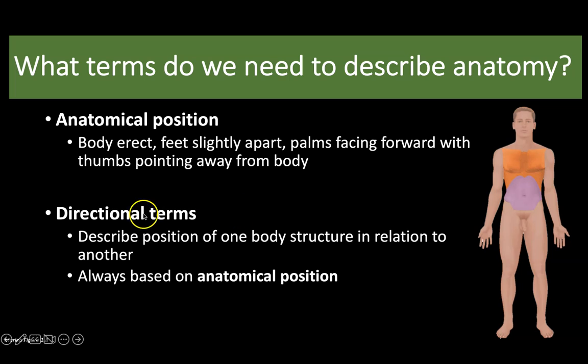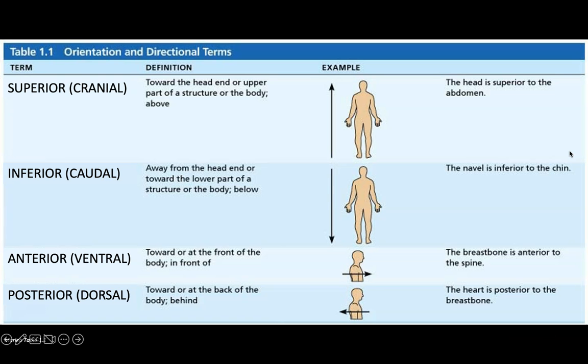So now let's get into some of these directional terms, which again are always based on anatomical position. And they're going to help us to describe the position of one body structure in relation to another. So maybe it's the position of the thumb versus the pinky finger. Maybe it's the position of the shoulder versus the nose. It's always one versus another and always based on anatomical position. So here are some of the major terms, along with definitions from your textbook, as well as a demonstration of what it means.